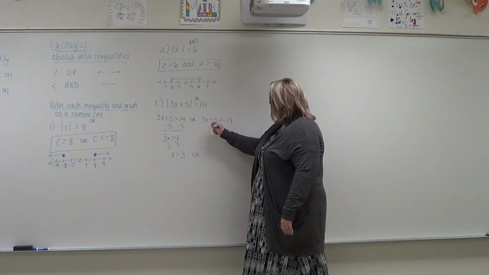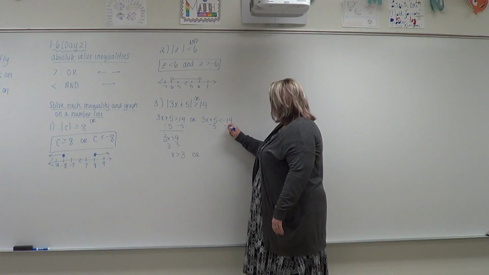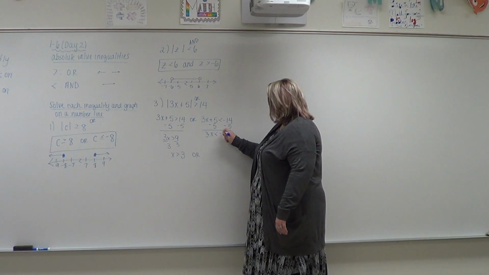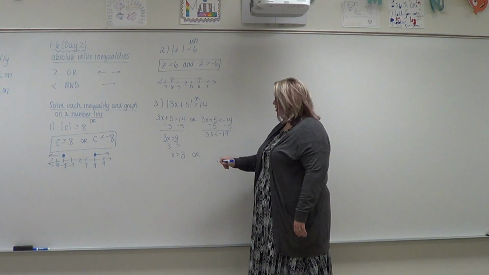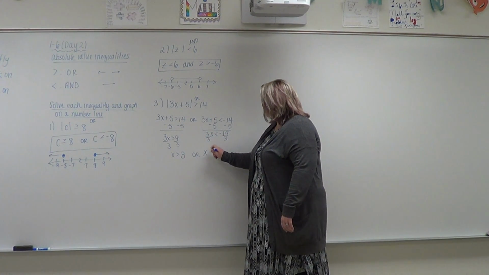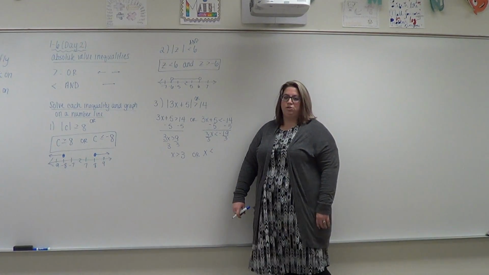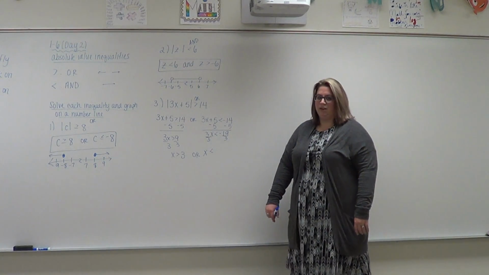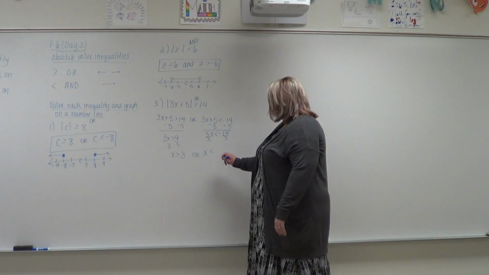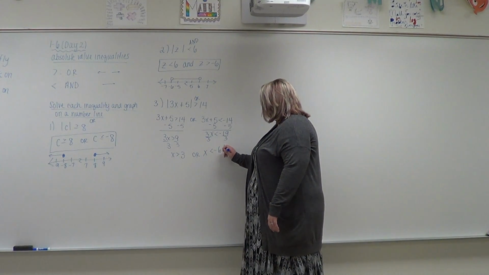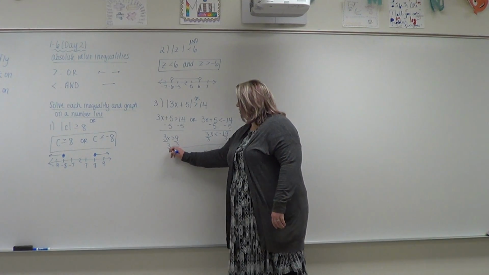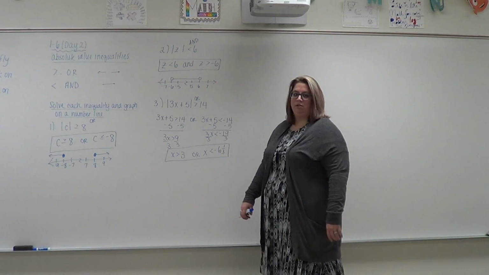I would subtract 5. So I have 3x less than negative 19, divided by 3. Okay, this one doesn't come out perfectly, and make sure you don't put it as a decimal because it's not a perfect decimal either. So you can leave it as negative 19 thirds, or I'm going to change it to negative 6 1/3. Okay, don't put negative 6.3 because that's not what a third is.